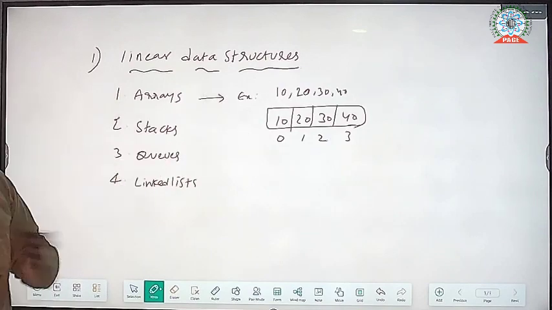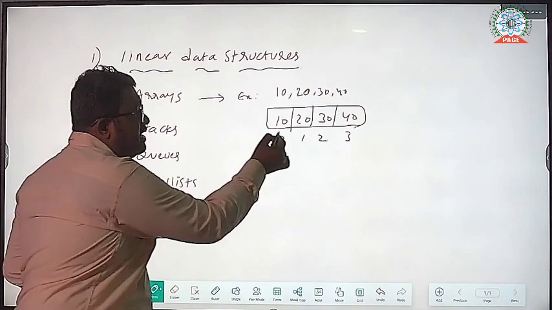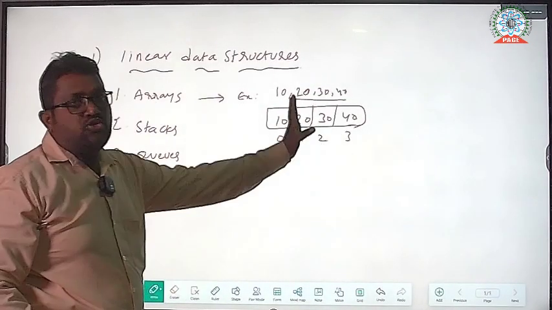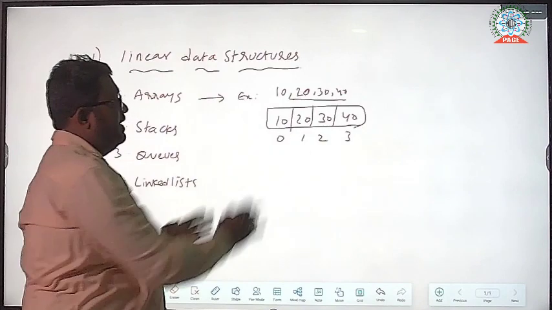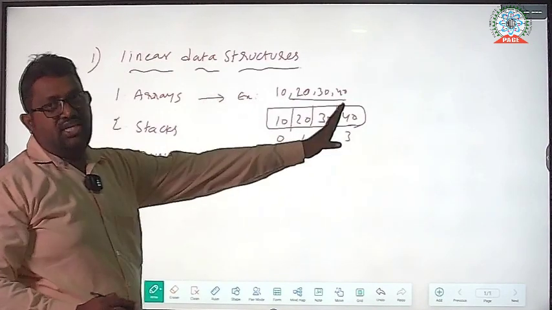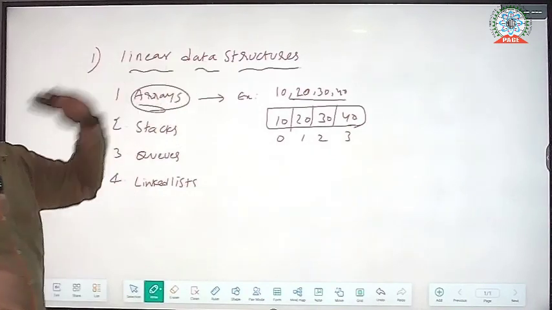That means this is how we arrange the data in arrays. The data elements are arranged in a proper way based upon the index: 10, 20, 30, 40. So the arrangement is in a linear way. That's why it is categorized under linear data structures.